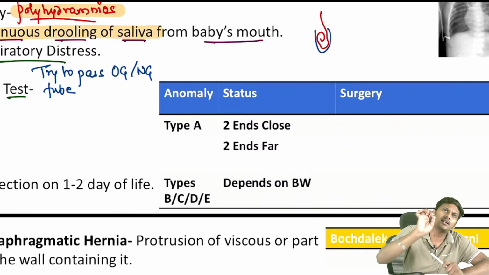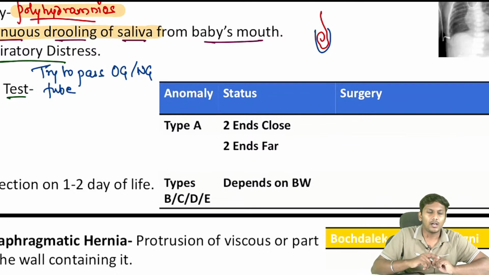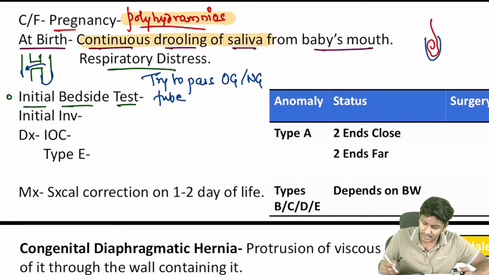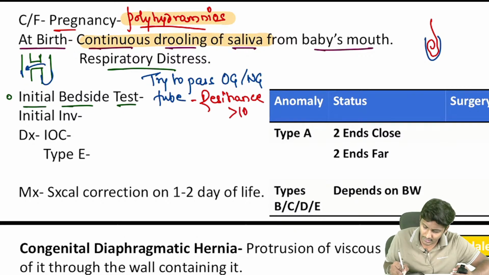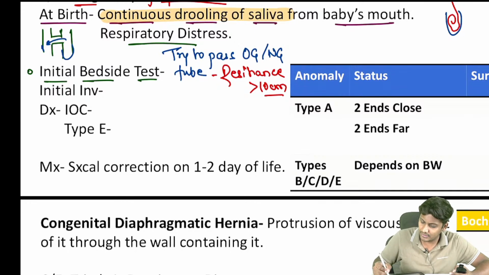Maybe you can force it, it will keep on coiling up over there, but it is not going further in the esophagus. You have to remember that if you get a resistance beyond 10 centimeter, that is a classical hint of esophageal atresia. So you can try to pass the nasogastric or the orogastric tube, and there will be resistance beyond 10 centimeter. Okay? That is the classical initial bedside test that we do.